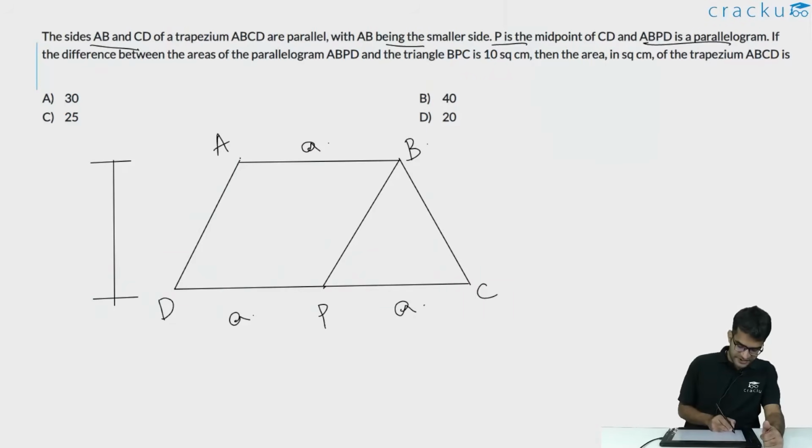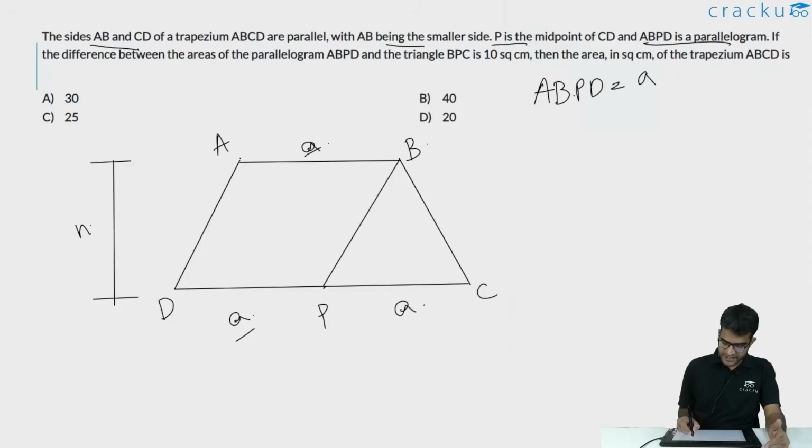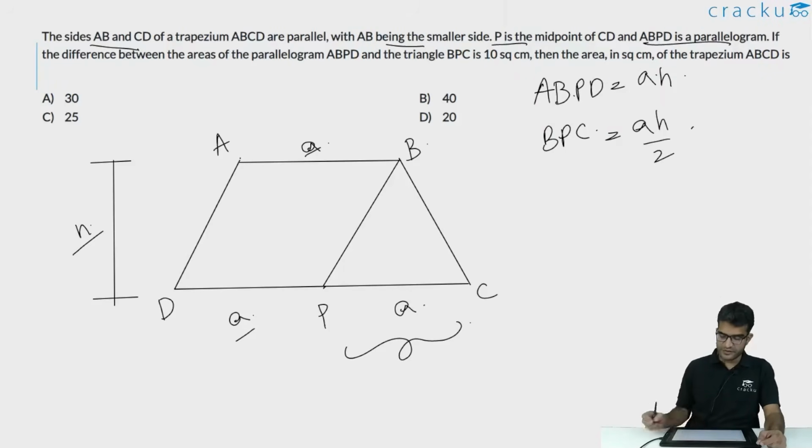is equal to h, then what is the area of the parallelogram ABPD? The area of the parallelogram is basically the length of the parallel sides into the perpendicular distance between them. So in this particular case, the area of the parallelogram ABPD will be equal to A into h. Similarly, what is the area of the triangle BPC? The area of the triangle BPC is the base into height divided by 2, which is equal to A into h divided by 2. So the difference between the area of the parallelogram and the area of the triangle will be AH minus AH by 2, which is AH by 2.